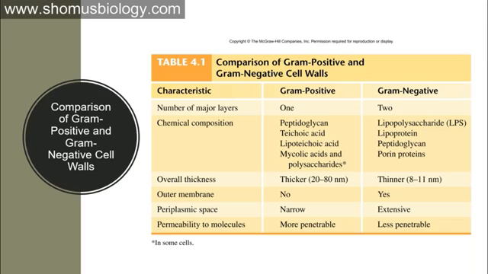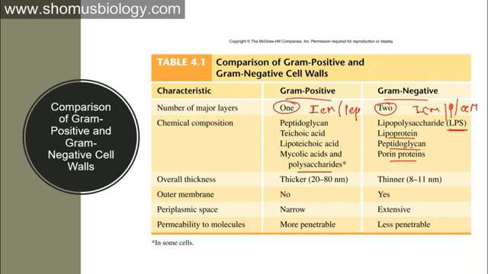So this is a contrast table between gram-positive and gram-negative bacteria. The number of major layers in gram-positive is only 1, and in gram-negative it's 2. Actually, it's not good to say 1 and 2. I can say in gram-positive it's 2, because it's the inner cell membrane and peptidoglycan. In gram-negative, it's inner cell membrane, peptidoglycan, and outer cell membrane. Chemical composition for gram-positive: peptidoglycan, teichoic and lipoteichoic acid, mycolic acid, and other polysaccharides. While in gram-negative: lipopolysaccharide, LPS, lipoprotein, peptidoglycan, and porin proteins on the surface.